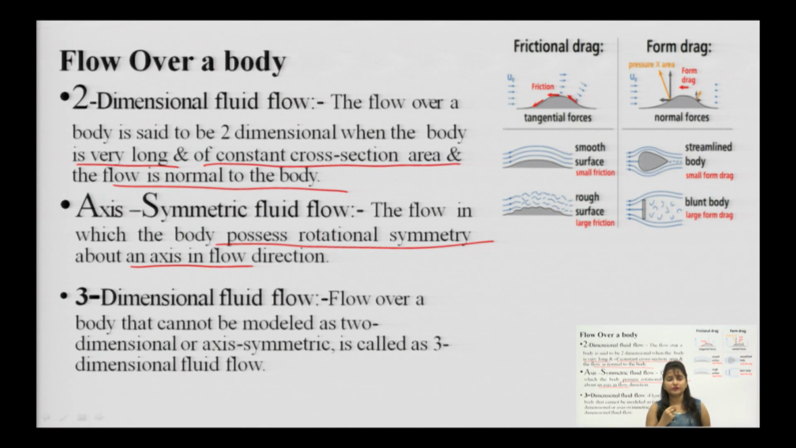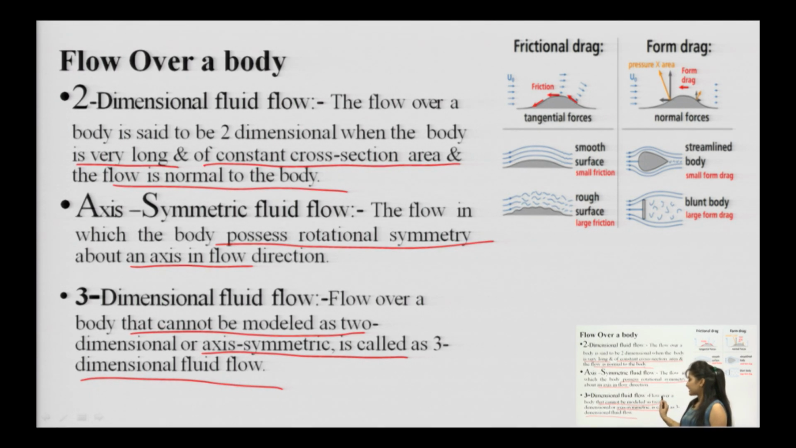Coming to the third one, three dimensional fluid flow. Three dimensional fluid flow is nothing but the flow over a body which is not categorized either as two dimensional flow or as axisymmetric fluid flow. Here you can see a flow over a body that cannot be modeled as two dimensional flow or axisymmetric flow, then that particular flow over the body will be termed as three dimensional fluid flow.